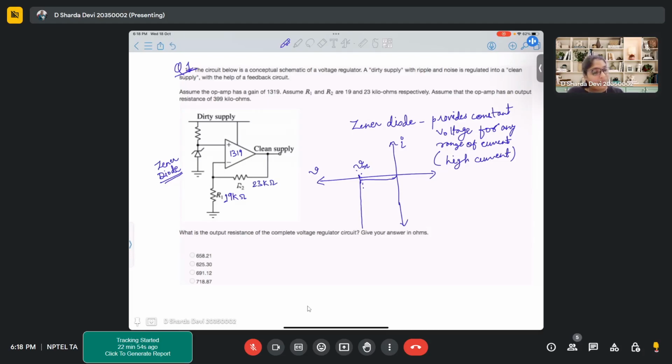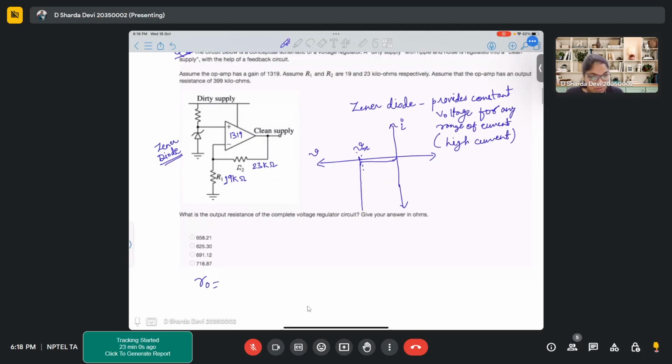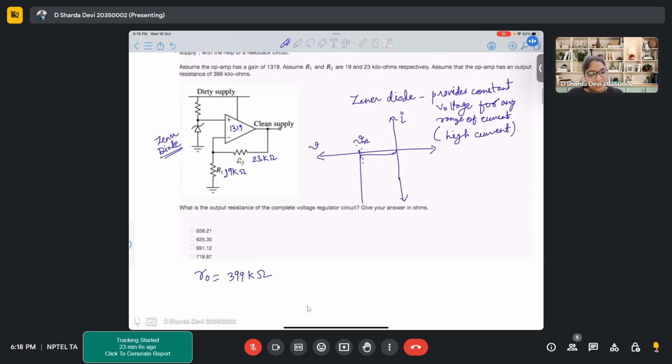Now assume that the op-amp has an output resistance, that is R0, of 399 kilo ohms. Now with these values, what is the output resistance of the complete voltage regulator circuit that we have to find out?